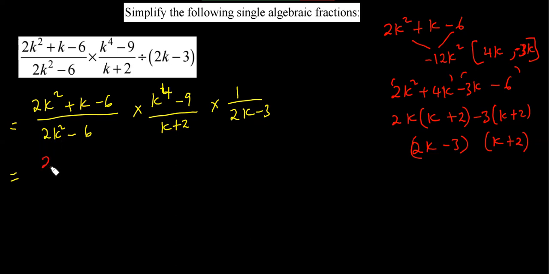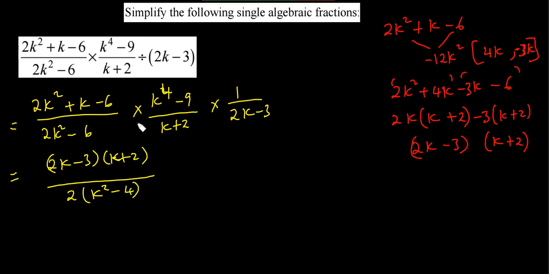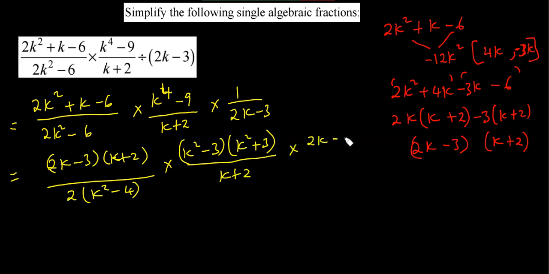Okay, let's look at it now. We're gonna put our value now. Our answer now should be 2k minus 3 on top, k plus 2 over 2k. This one is no longer 2k. We factor out 2k squared minus 4. Then what do we have here? We have got times k squared minus 9. This is the same as k squared minus 3 squared, difference of 2 squares. K squared plus 3 over k plus 2. Then here times 2k minus 3, 1 over 2k minus 3, like that.